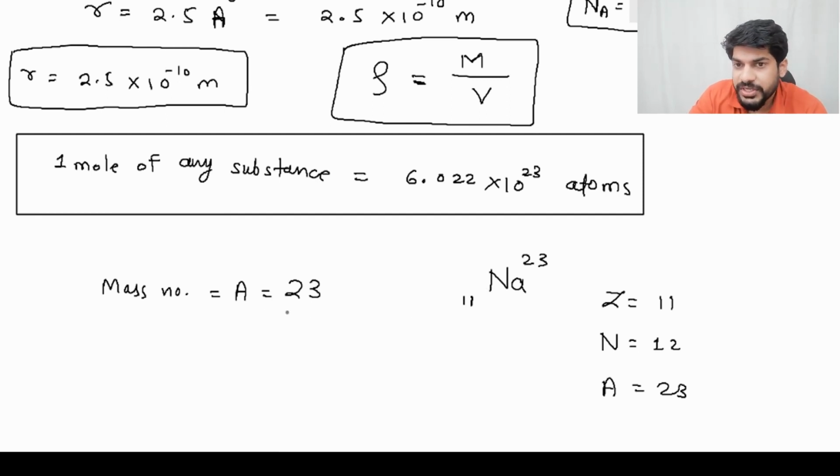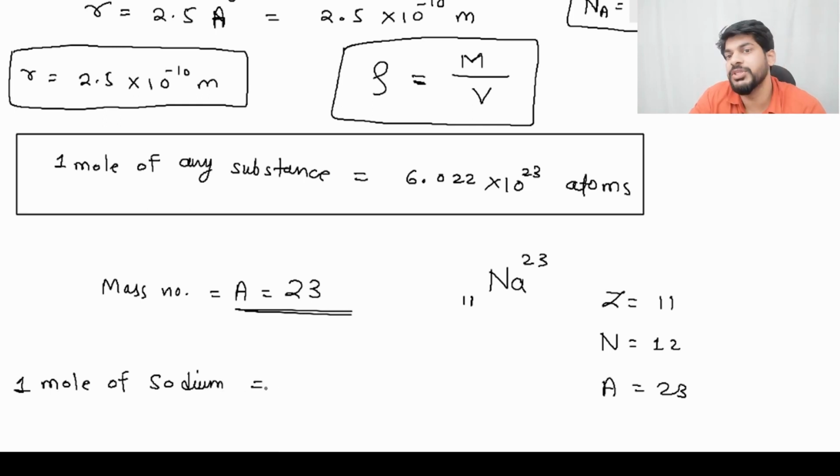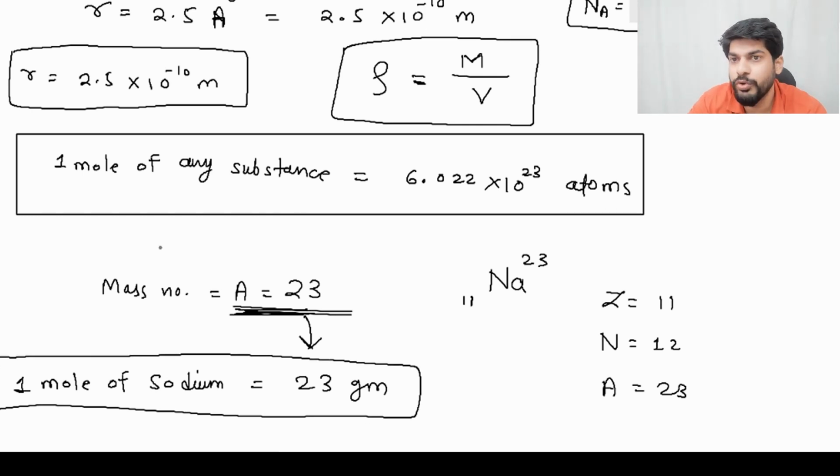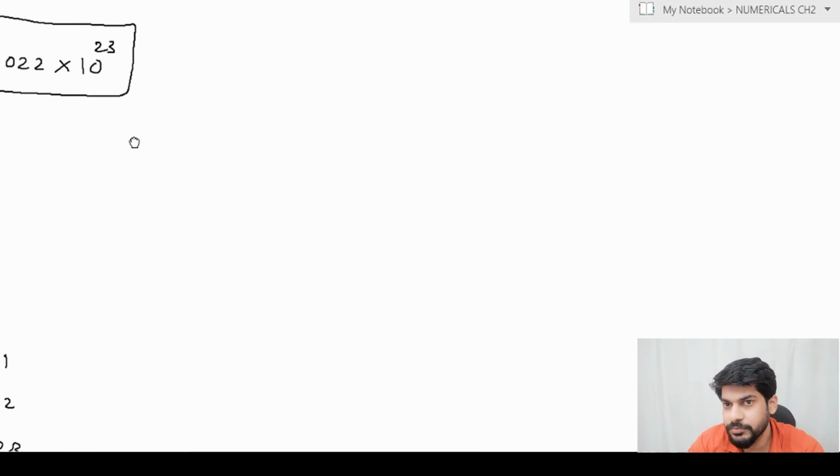Now when we say it is 23, that also means that 1 mole of sodium is equal to 23 gram. When the mass number of some element is 23, then 1 mole of that substance is equal to 23 gram. This is a very general relation. What do I mean by this? I will tell you.